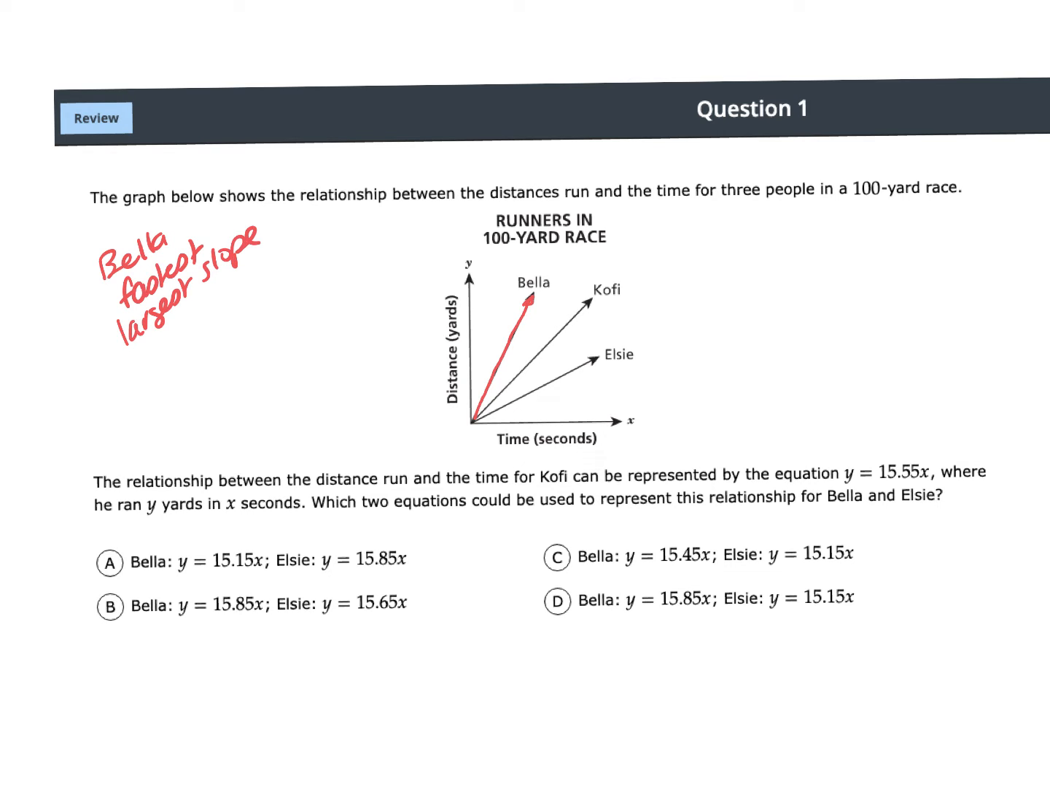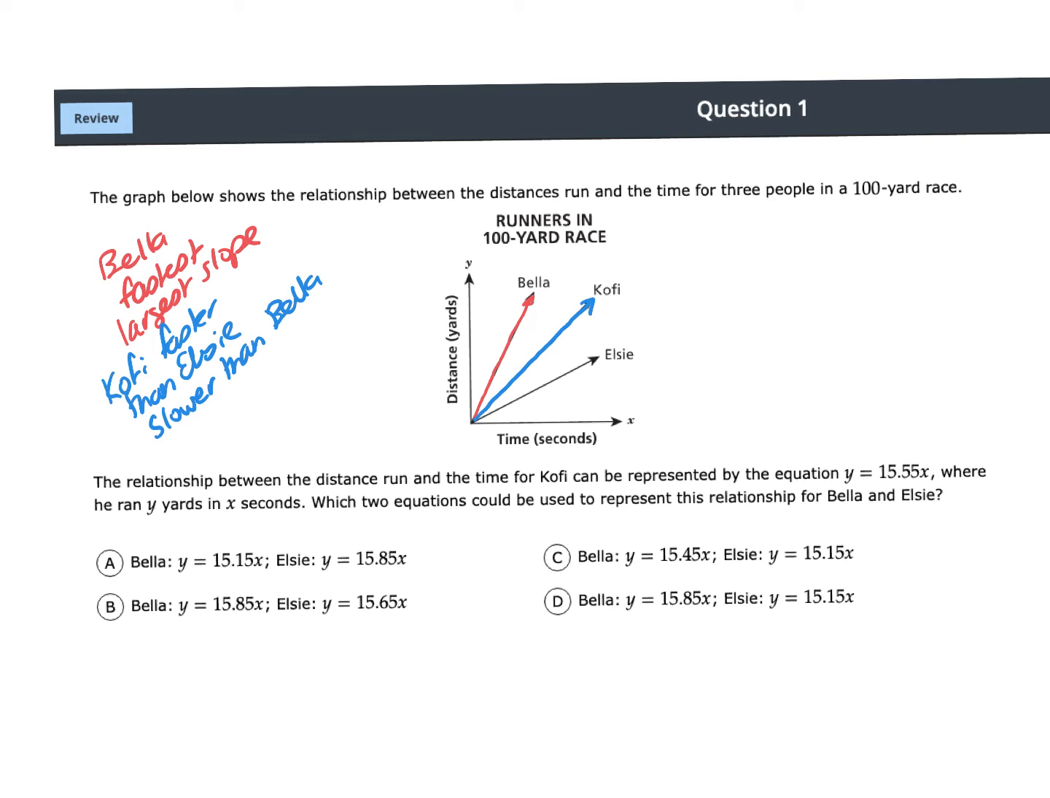Then I'm going to put Kofi as second fastest. So Kofi's in the middle, so Kofi faster than Elsie, because her slope is a little bit taller, a little steeper, but she is slower than Bella.